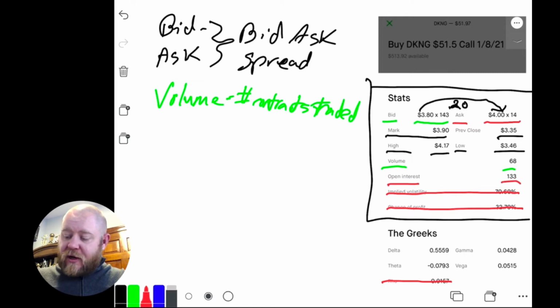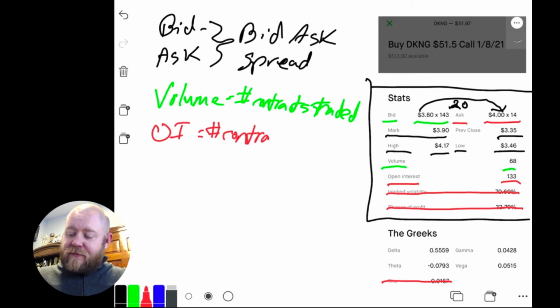Open interest, we'll just call that OI, is the number of contracts open. It's the number of orders that people have placed to buy or sell this options contract that haven't been fulfilled or executed yet. So it's the number of open options contracts still waiting to be either bought or sold. The open interest and the volume are going to fluctuate all the time, because as buyers buy these options, as sellers sell these options, as things get traded back and forth, both the volume and the open interest are going to fluctuate.